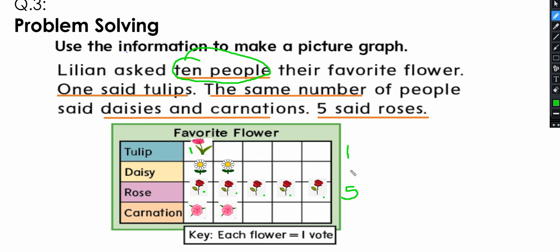So the same number of people said daisies and carnations. So how can we cut 4 into 2? If we give 2 to the daisies and 2 to the carnations, we have the 4. So 1, 2, 1, 2 equals 4. So 2 daisies and 2 carnations. Now, do we have 10 now? Let's count. 1 plus 2 is 3, plus 5 is 8, plus 2 is 10. So yes, we have completed the graph.